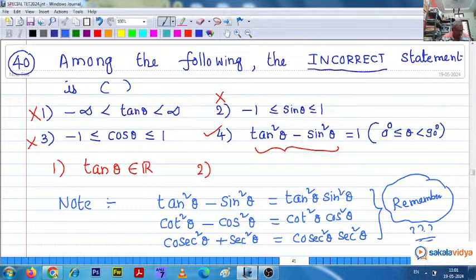Question 40 has been completed. Now we still need to complete 10 more questions to complete our test session, the last class of TET.